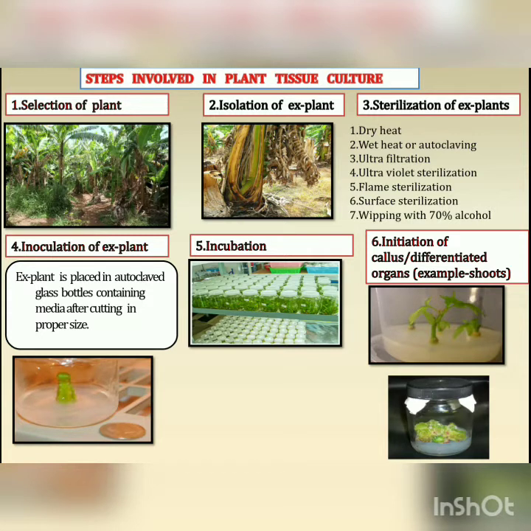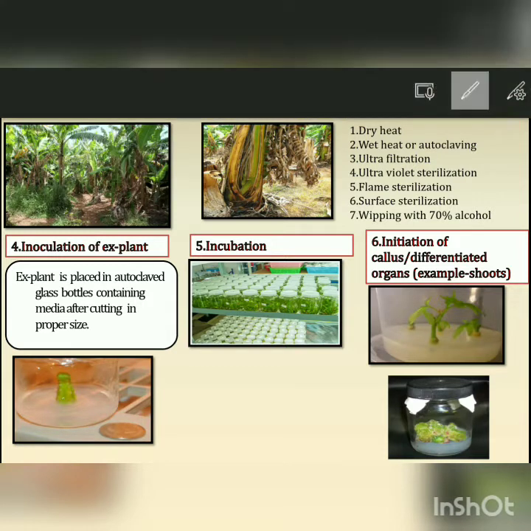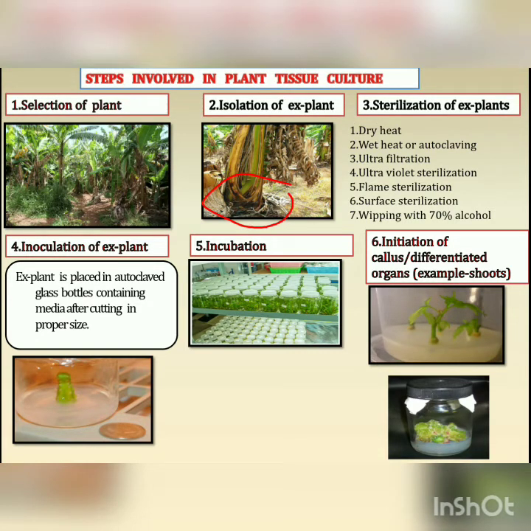After this, the isolation of explant. As you can see here, a picture of a banana plant I have added. This below portion we have to cut, and when we cut this, we will get the below portion of the tree trunk along with the mud and the roots. Then we have to do the sterilization of this explant. From one banana tree we'll get one single explant.